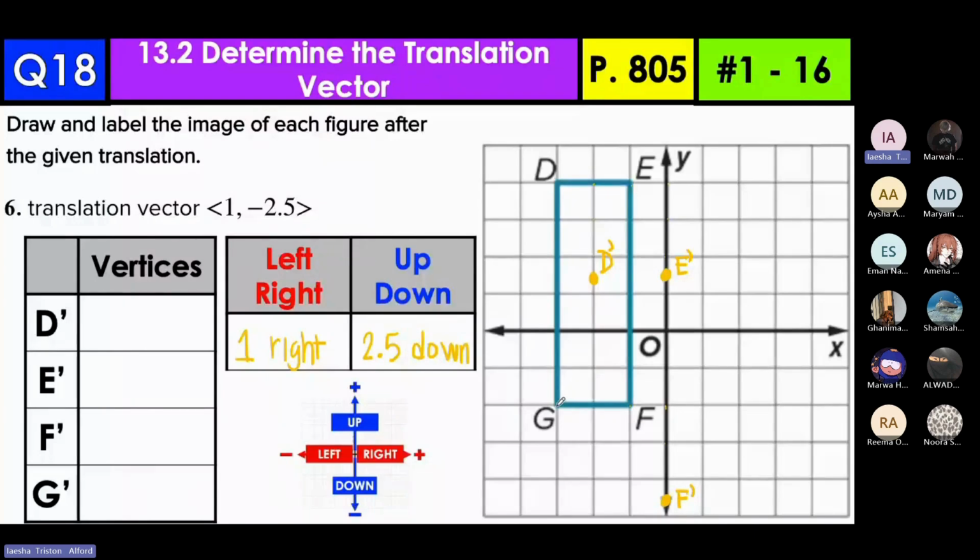From G, 1 right, 2.5 down. This is G prime. Draw and label the image. So draw it and label it with prime, okay? Connect the dots.